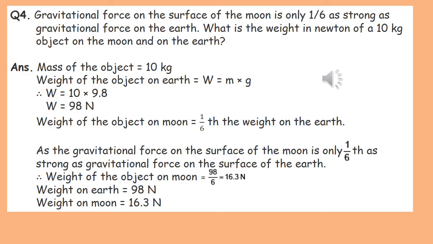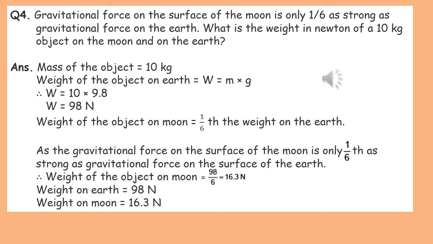Question number 4. Gravitational force on the surface of moon is only 1/6 as strong as gravitational force on earth. What is the weight in Newton of a 10 kg object on the moon and on the earth? Mass of the object is 10 kg. So weight of the object on earth will be W is equal to mg. Acceleration due to gravity value on earth is 9.8. So W is equal to, we are replacing the value of mass, that is 10 into 9.8, we are getting 98 Newton.